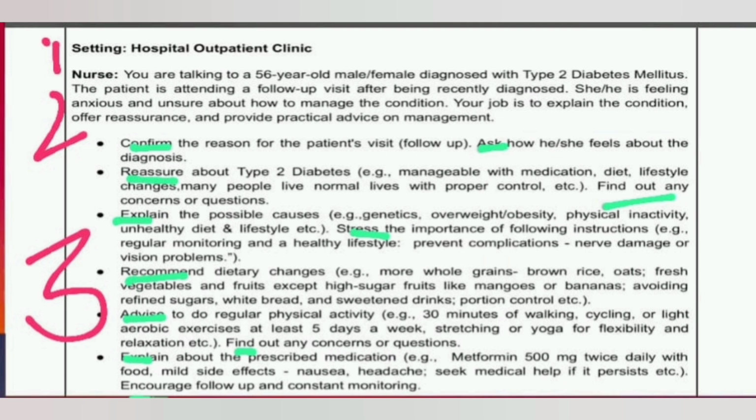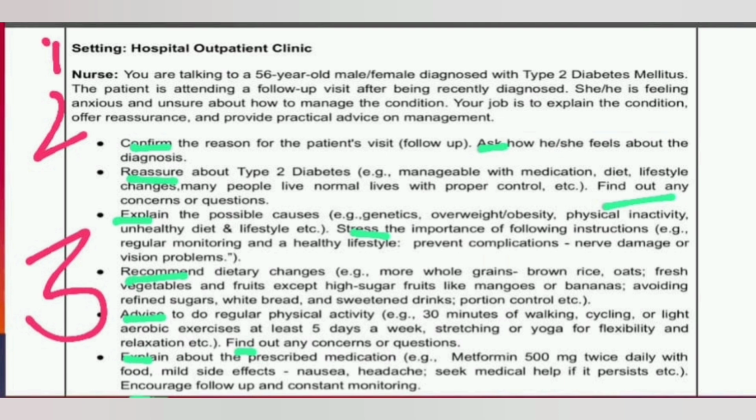So am I clear to you? Okay, we can ask whether the patient understood our point or not. Okay, well, now moving towards the fourth task, that is recommended dietary changes. Example: more whole grains, brown rice, oats, fresh vegetables and fruits, except high sugar fruits like mangoes or bananas. Avoiding refined sugars, white bread and sweetened drinks, portion control, etc.